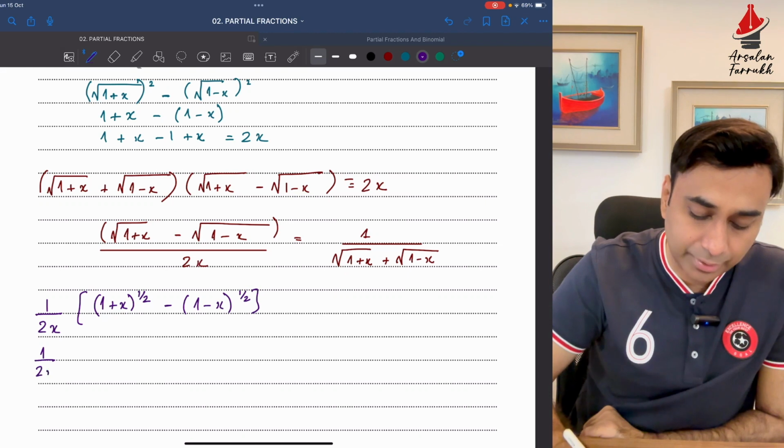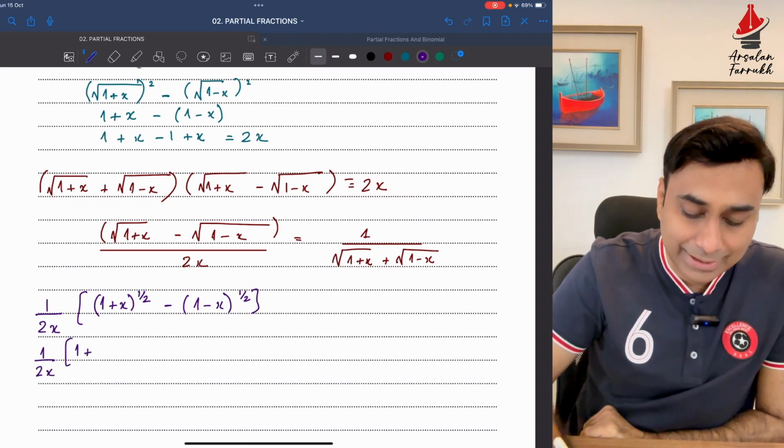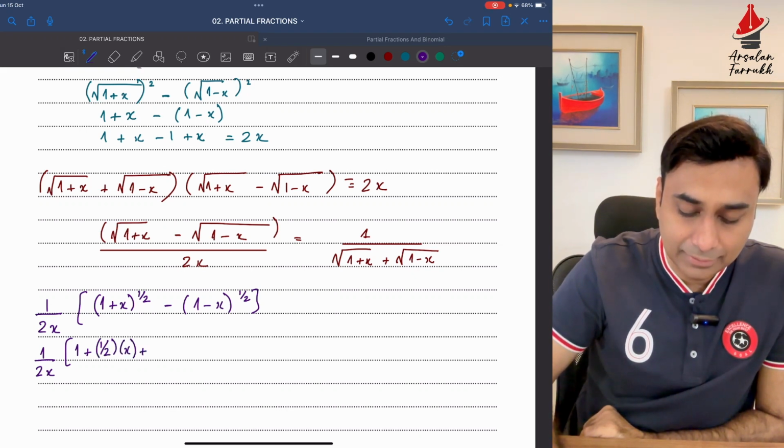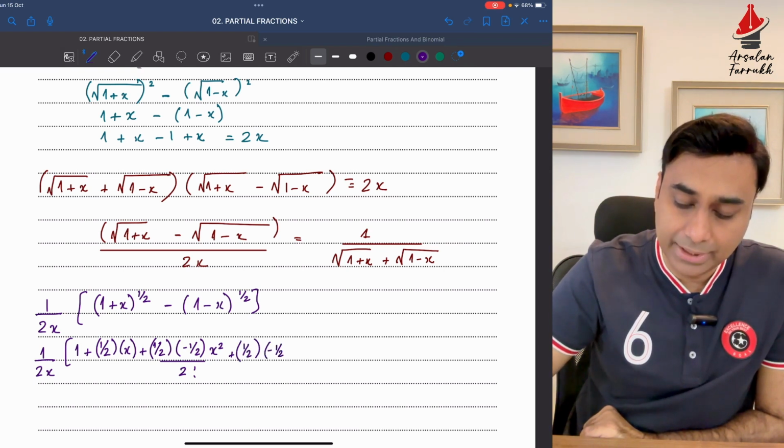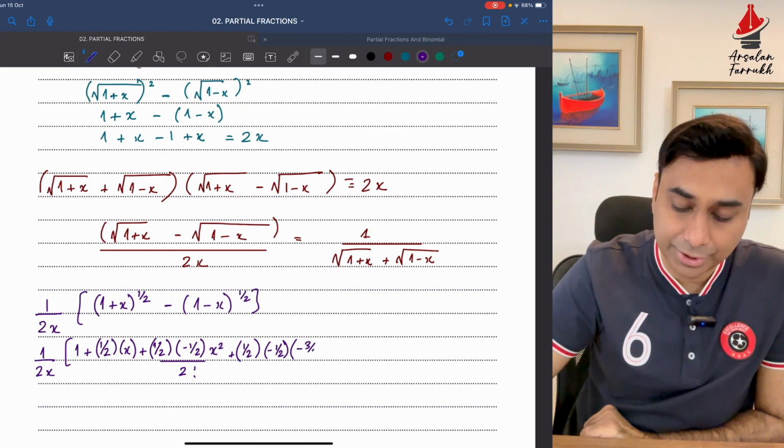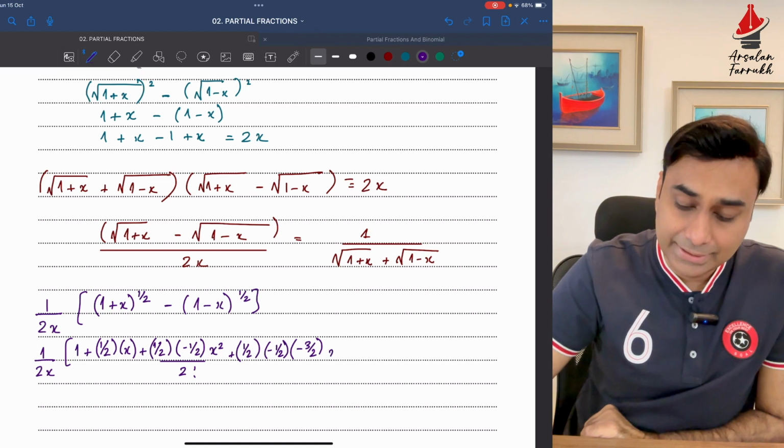1 over 2x would be written down as it is. I'll do the first expansion, 1 plus nx, that's going to be half times x, plus n, that's half, n minus 1, that's minus half, x square divided by 2 factorial, plus n, that's half, n minus 1, that's minus half, and n minus 2, that's going to be minus 3 by 2, x cube divided by 3 factorial.